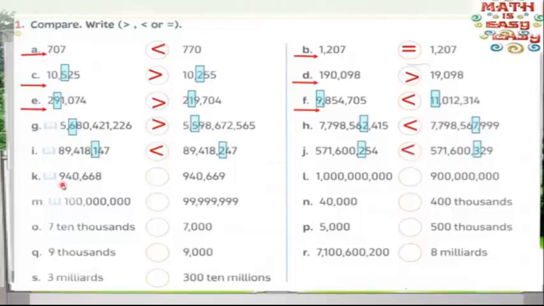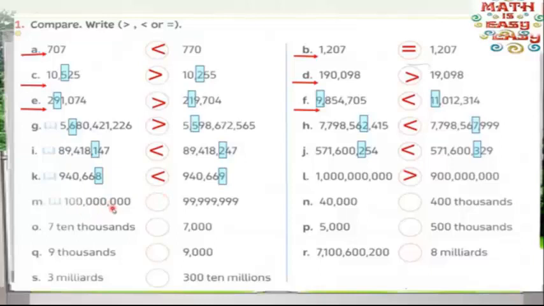And the next one, we have 940 in this period. 668, but here 669. So the first number is less than the second number. Next one, we have 4 periods here, but here we have 3 periods only. So the first number is more, before we even see any digits.